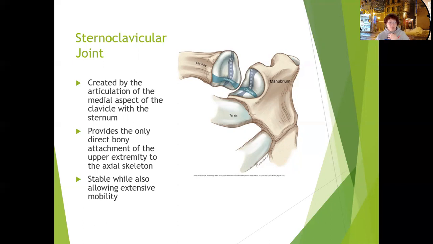A lot of times when you're working with someone with a shoulder injury, and maybe you're doing some mobilizations, you're not just mobilizing the glenohumeral joint, you're also looking at the mobility of the sternoclavicular joint, the acromioclavicular joint, and the scapulothoracic joint. So all 4 joints are important for shoulder mobility. A lot of times you start with sternoclavicular movement and see what you get.